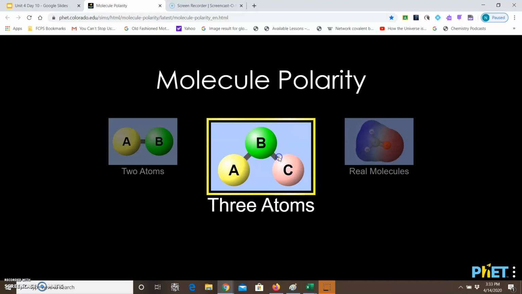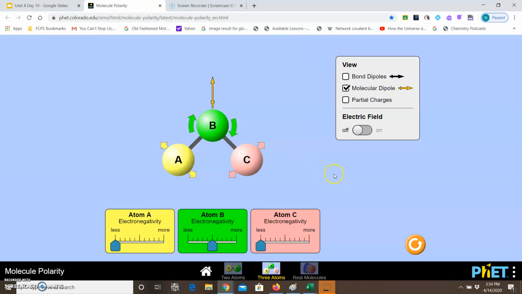And we're going to click on the 3 atoms because that's the one we're looking at. Now, when you get there, you probably see something that looks like this. We're going to, first off, notice that some of them have different electronegativities. We're going to change that in a moment, but I want you to notice how there are 2 dipole arrows. The black is for the individual bond.